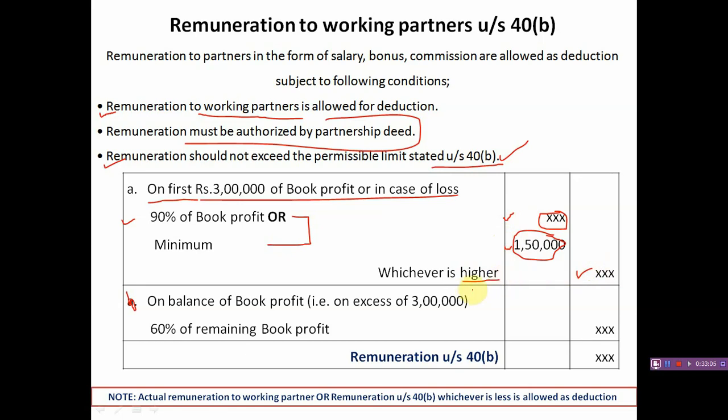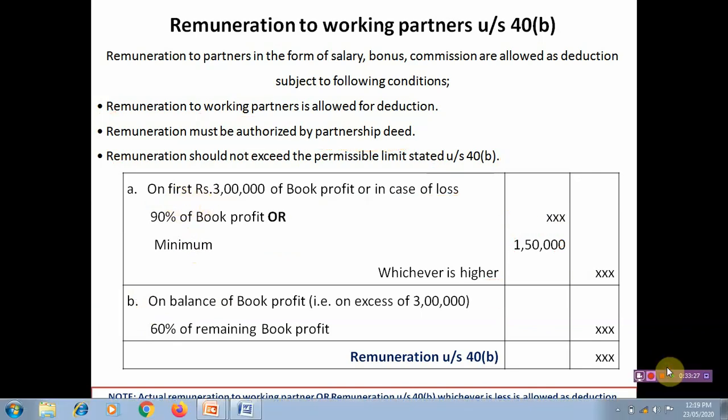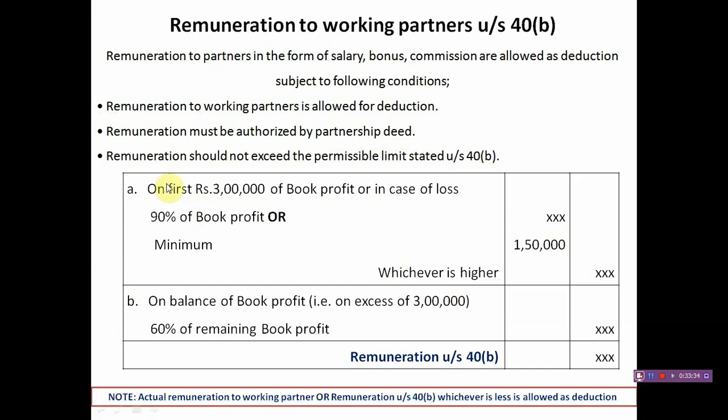There is one more amount to be calculated. If the book profit exceeds rupees 3 lakh, then only we have to compute the second step. Otherwise, the remuneration calculated in the first step applies. Note down this format, which is important. Calculation of remuneration under section 40B.